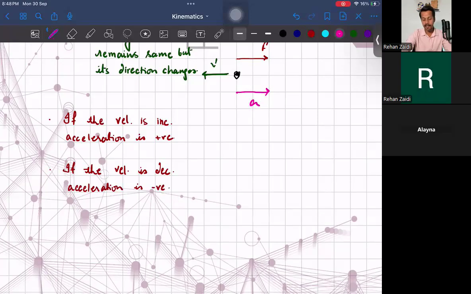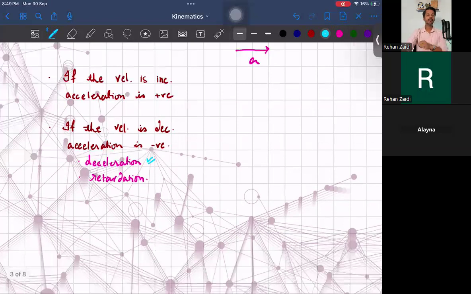And we have a specific name for this. We refer to it as deceleration, or retardation is one of the names, an obsolete name from our syllabus. We usually refer to it as deceleration, right? In O levels, deceleration was often referred to as negative acceleration. But over here, negative acceleration does not always mean the velocity is decreasing.